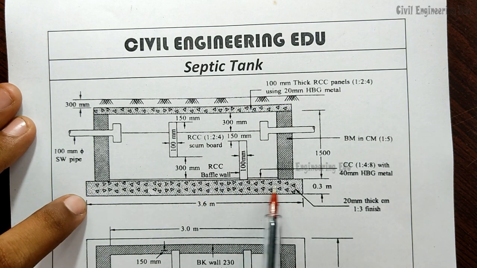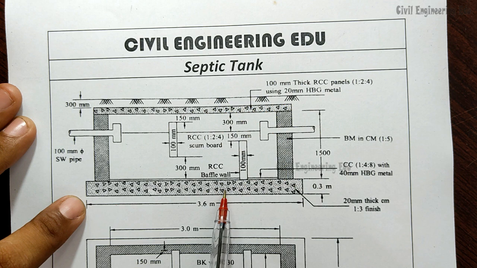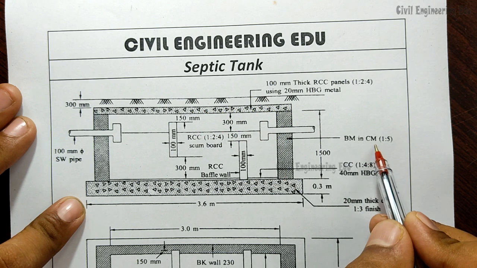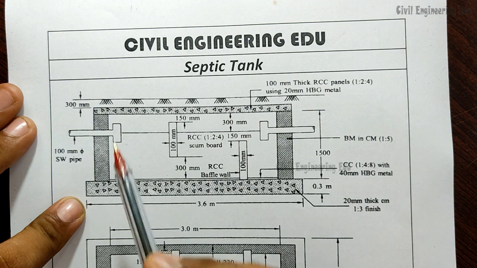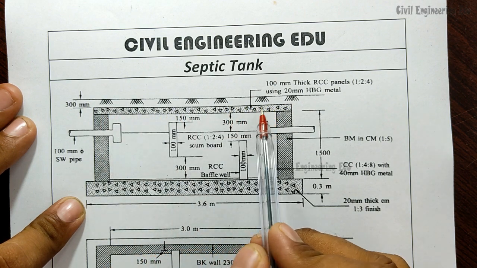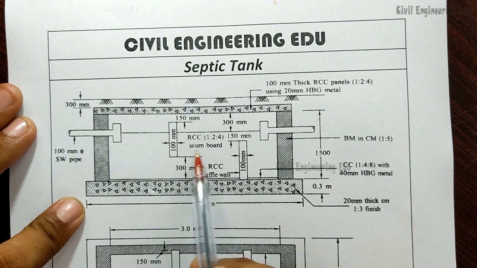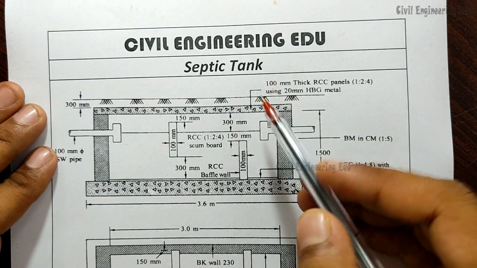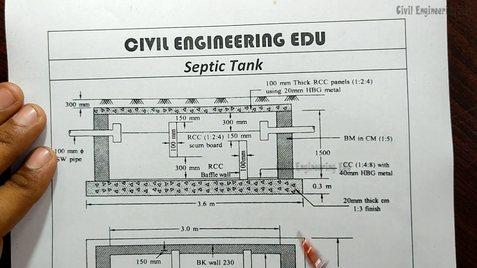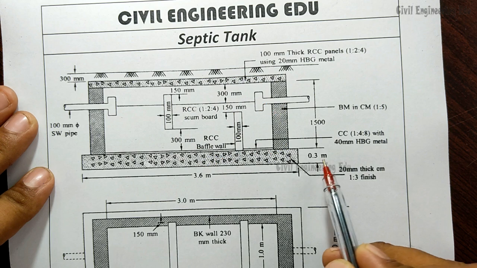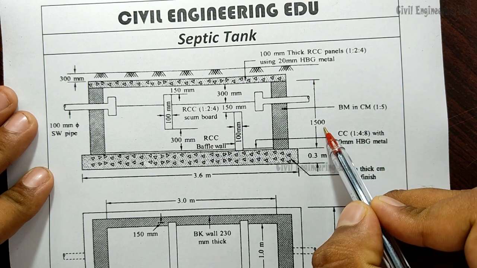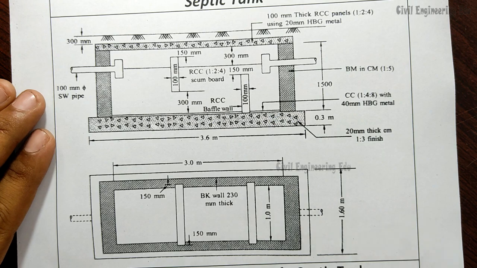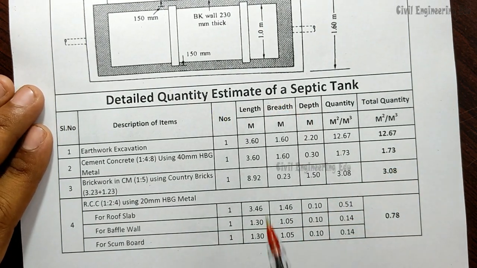And this bottom element is nothing but PCC, which is laid first. Over this PCC, brick walls will be laid, right? Here you can see brick masonry in cement mortar 1:5. Next, over this brickwork the top slab will be laid, okay. This is the inlet and this is the outlet pipe. This is scum board, this is baffle wall, and all the dimensions are given, right? So the top slab is of thickness 100 mm, the bottom PCC thickness is 300 mm, and the height of this particular wall is 1500 mm, that is nothing but 1.5 meter, okay. Now based on these dimensions we will calculate the detailed quantity estimate for a septic tank, right?